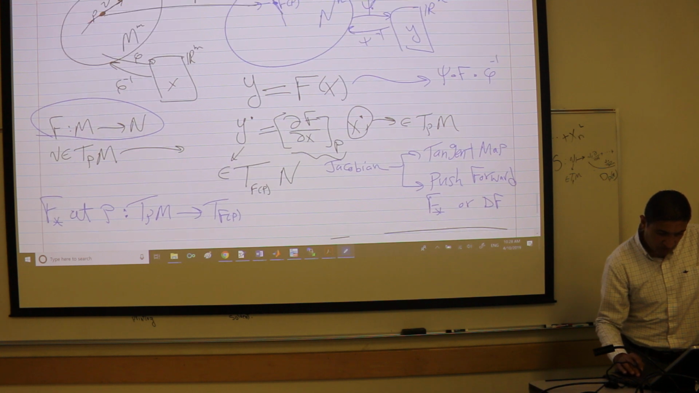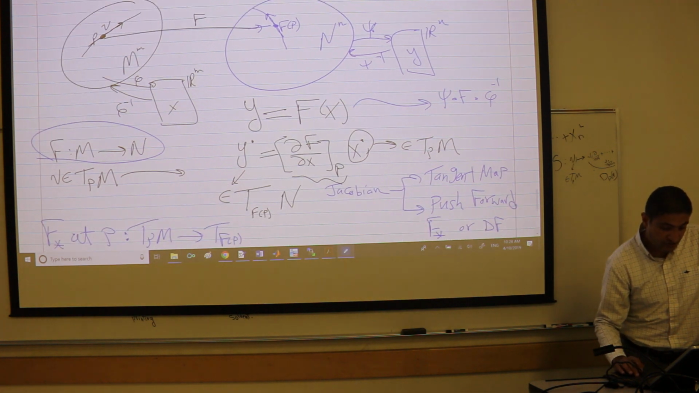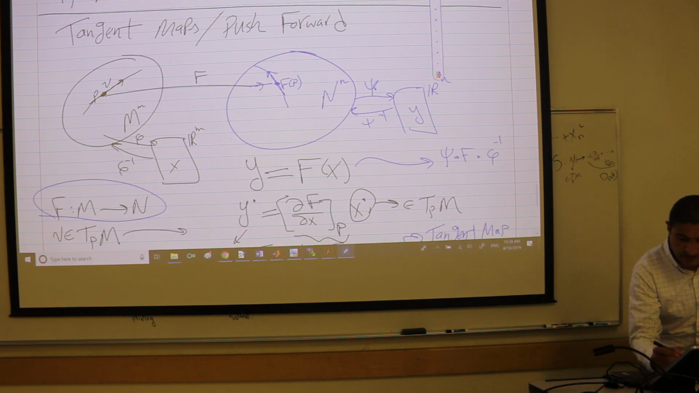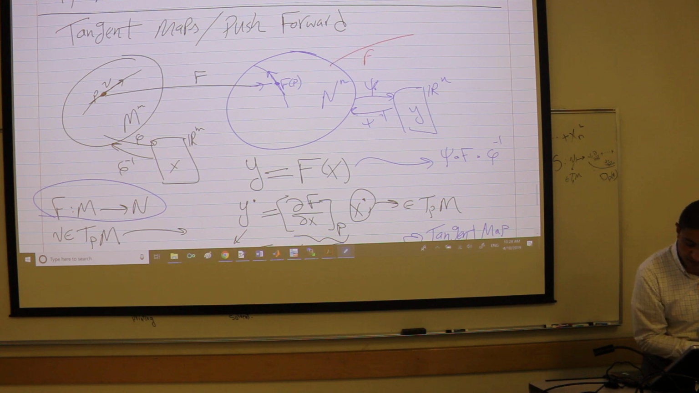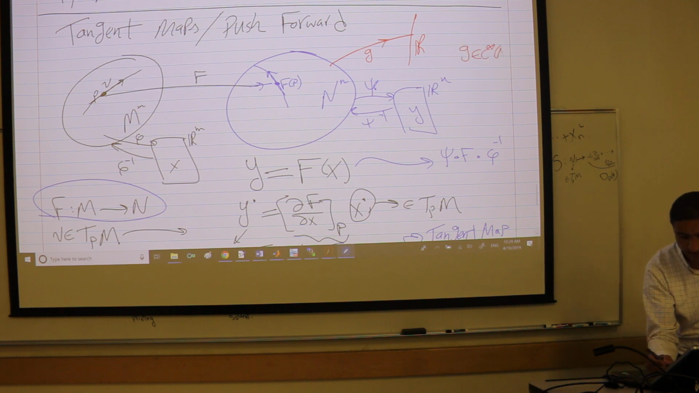We need to have one more definition, or one more property of this tangent map or the push forward. Let's assume that I have a function f here that maps to the real line. Last time we defined the pullback. I could pull back this f here by large F. Let's have it maybe g to prevent confusion. So this is g, a C infinity function on N.